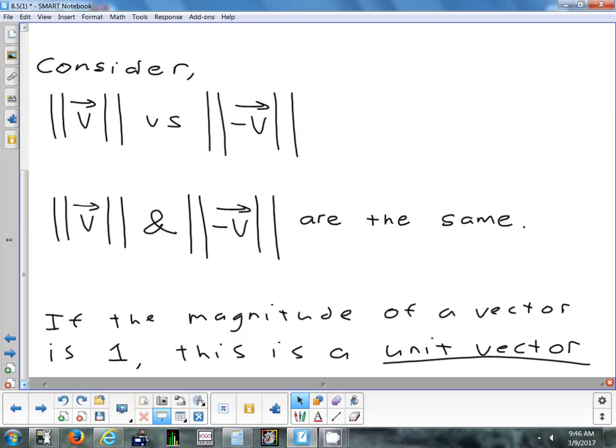If you have a vector that happens to come out exactly 1 unit long, like a lot of things that come out 1, we use the word unit. Like a circle with a radius of 1 is a unit circle. A vector with a magnitude of 1 unit is called a unit vector.